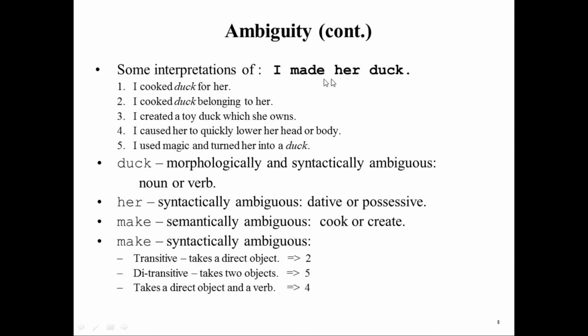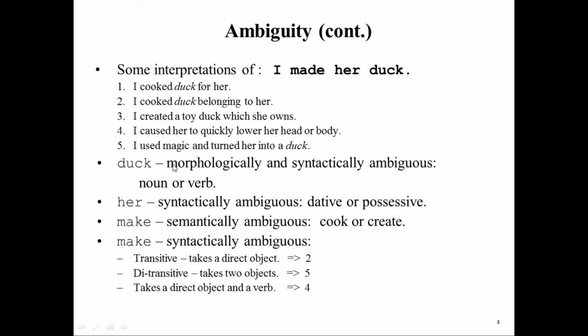I made her duck can mean I cooked duck for her. Another is I cooked duck belonging to her. I created a toy duck which she owns. I caused her to quickly lower her head or body. I used magic and turned her into a duck. So these are some interpretations of the same sentence. This makes natural language processing difficult.